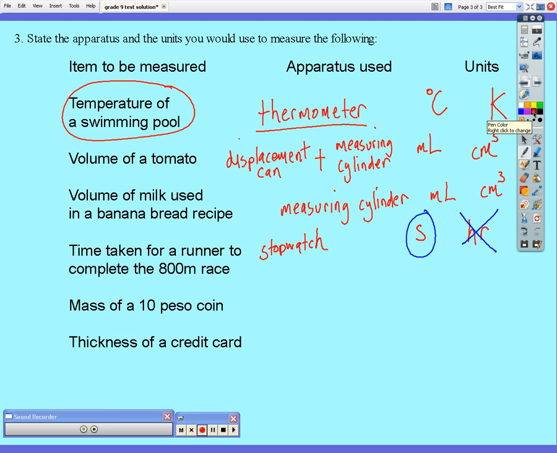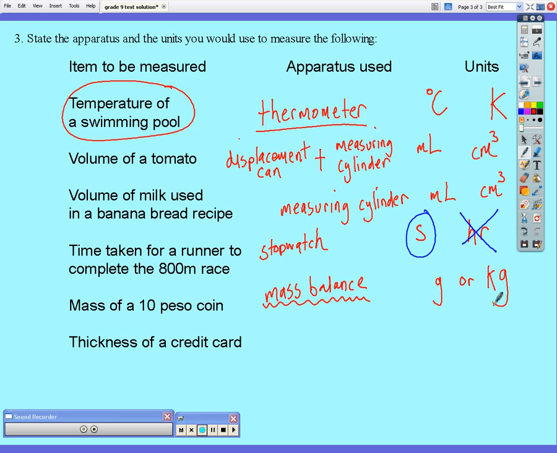The mass of a 10 peso coin, well, we'd use something called a mass balance. Try to get out of the habit of calling that a weighing scale. Mass balance is a much better term, and we use grams or even kilograms.